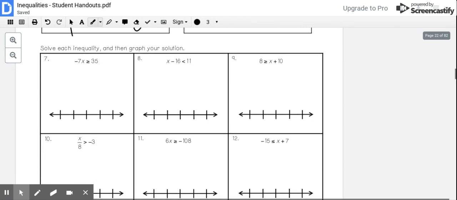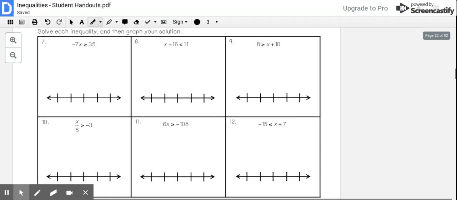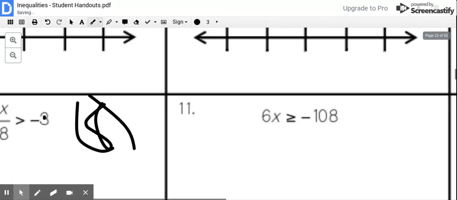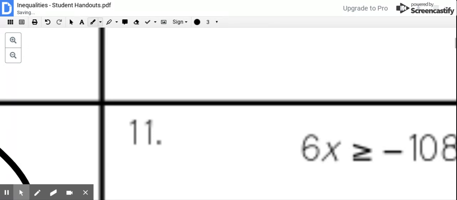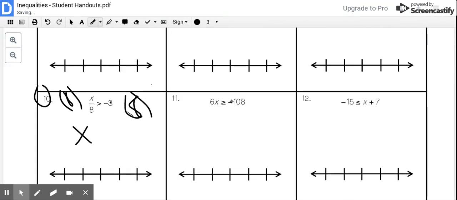So I'm going to skip down and show you, let's look at number 10 here. Yeah, number 10. So we're dividing by 8. So we need to multiply by 8 on each side. So we're multiplying by 8. So it's not a negative number, even though this is negative. Well, okay. We multiplied by 8, so we don't flip the sign. And the answer is going to be negative 24.